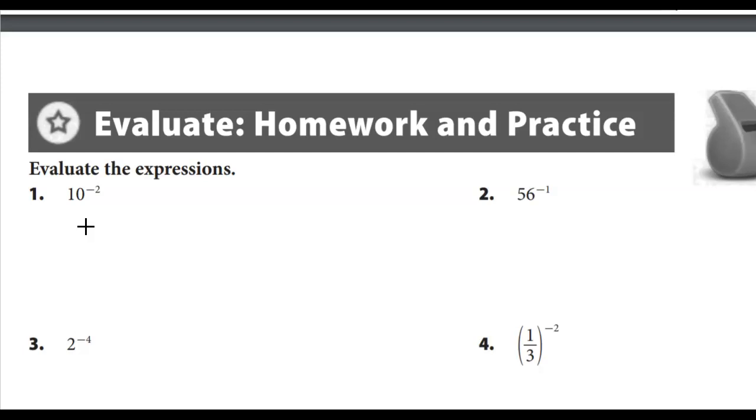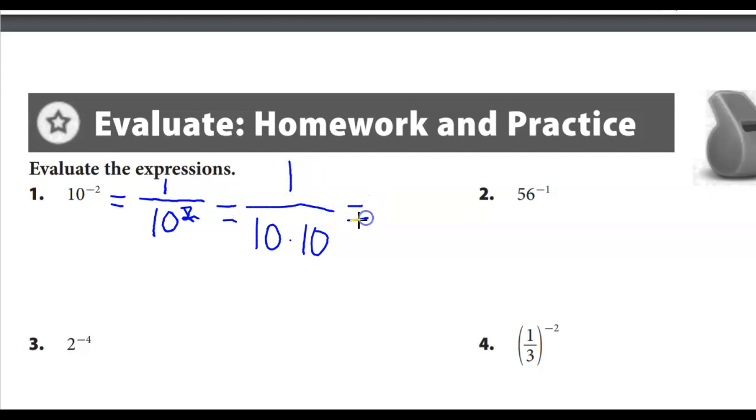So we're going to rewrite that as 10. We have our 1 up top. We always write our 1 over 10 to the second power. Okay. Really need to work on my 2's here. 10 to the second power is really considered 10 times 10, two of them, right? Over 1. 10 times 10 is 100 over 1.